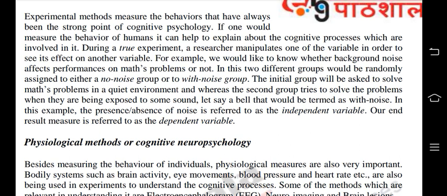In this example, the presence or absence of noise is referred to as the independent variable. Our end result measure is referred to as the dependent variable.